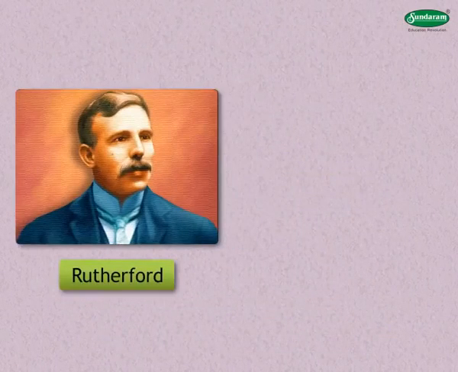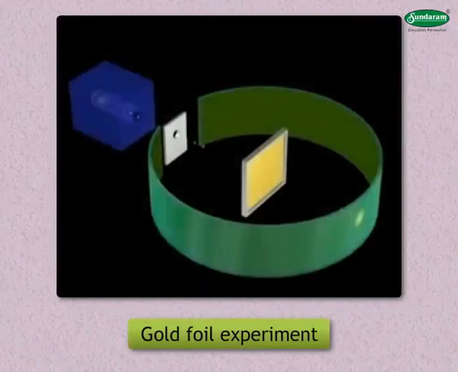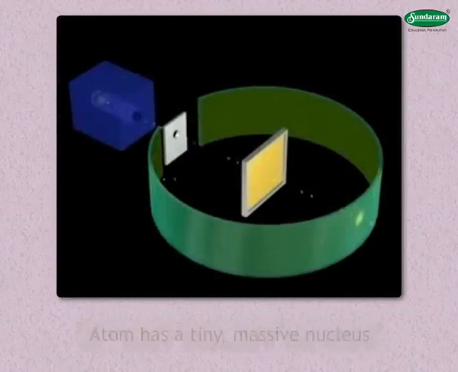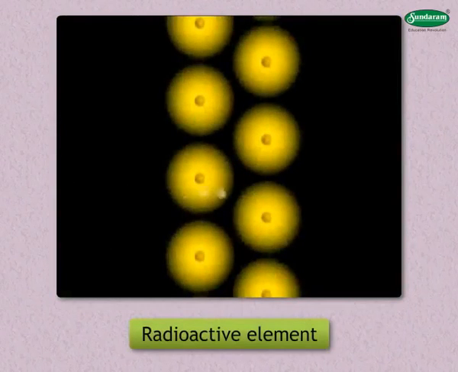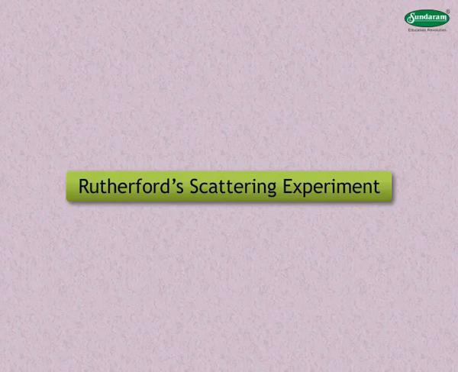Rutherford's model of the atom. Rutherford overturned Thomson's atom model in 1911 with his well-known gold foil experiment, in which he demonstrated that the atom has a tiny, massive nucleus. Rutherford designed an experiment to use the alpha particles emitted by a radioactive element as probes to the unseen world of atomic structure. Rutherford's scattering experiment.